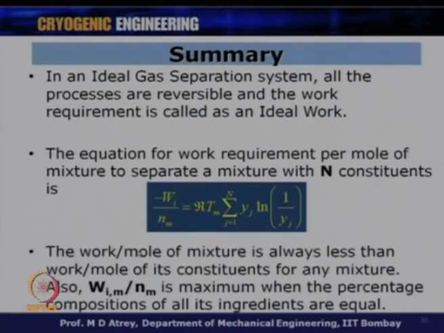The work per mole of mixture is always less than the work per mole of its constituents for any mixture. We have understood this by various problems and tutorials also. Also, Wi divided by Nm, the ideal work per mole, is maximum when the percentage composition of all its ingredients are equal. From mathematics we can understand that Wi by Nm is going to be maximum in this case.